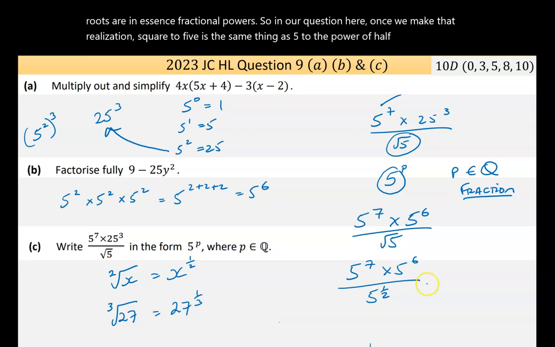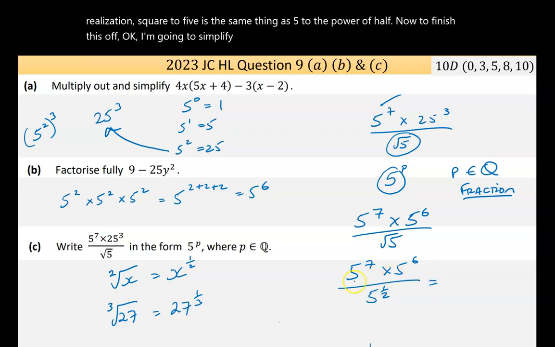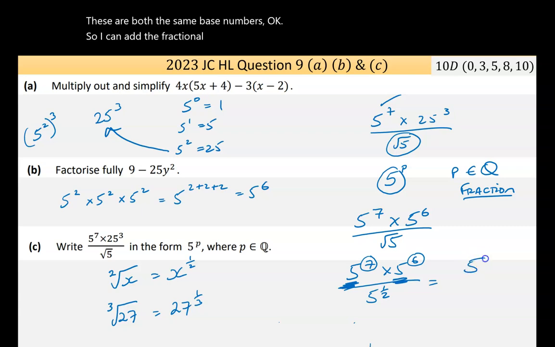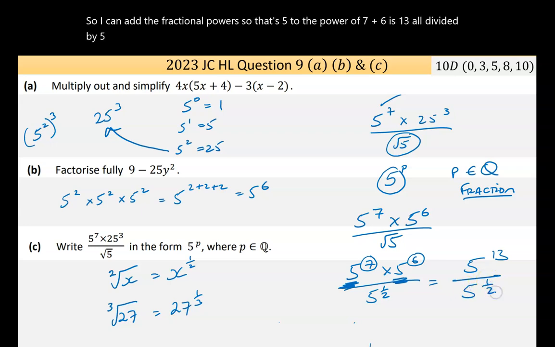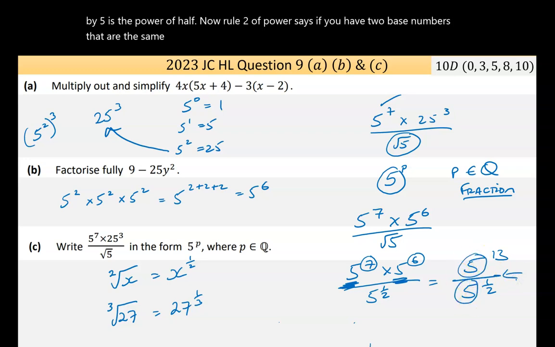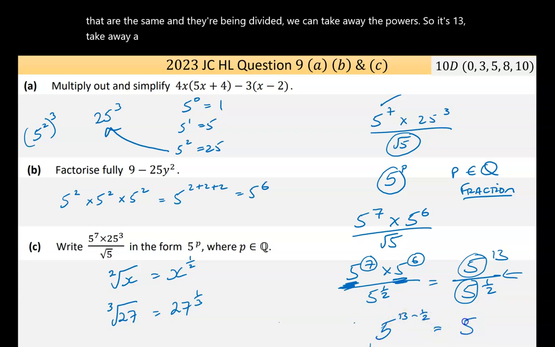Now, to finish this off, I'm going to simplify the top and bottom. These are both the same base numbers, so I can add the powers. So that's 5 to the power of 7 plus 6, which is 13, all divided by 5 to the power of a half. Now, rule 2 of powers says if you have two base numbers that are the same and they're being divided, we can take away the powers. So it's 13 take away a half, which is 5 to the power of 12 and a half.